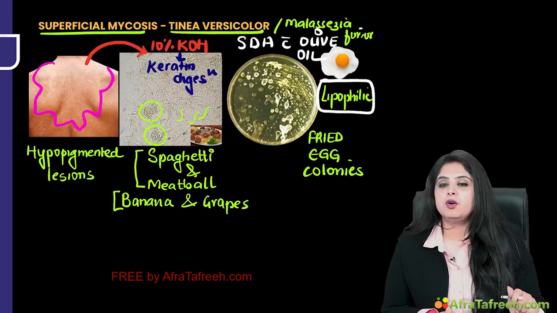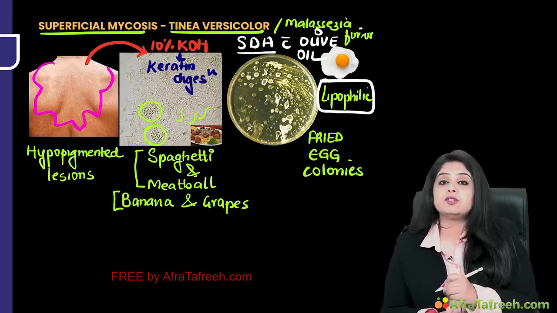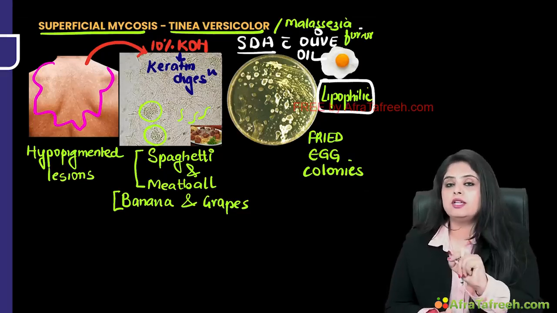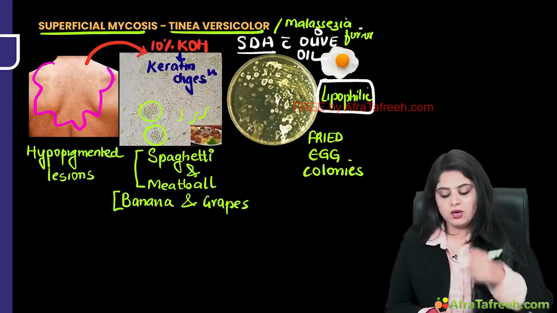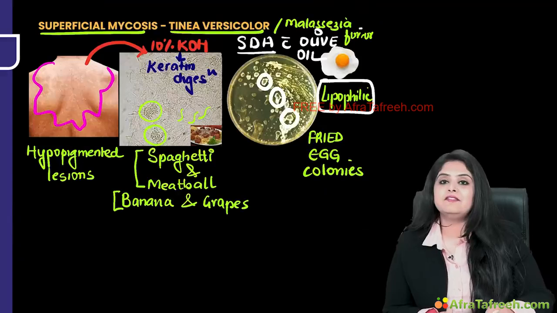It is a fat-loving organism, lipophilic. So you will need some oil. This is the question that you get: which is the fungus that doesn't grow on a regular SDA? You need olive oil in it. And if you are cooking something in olive oil, it's going to get fried. So what kind of colonies do you get? It's the fried egg appearance.